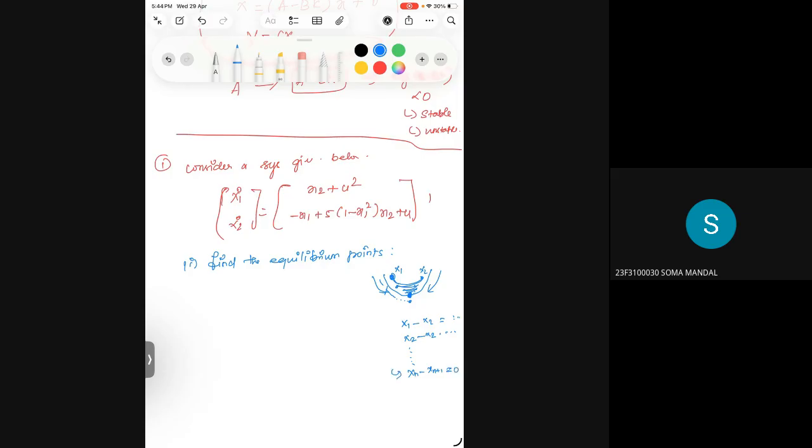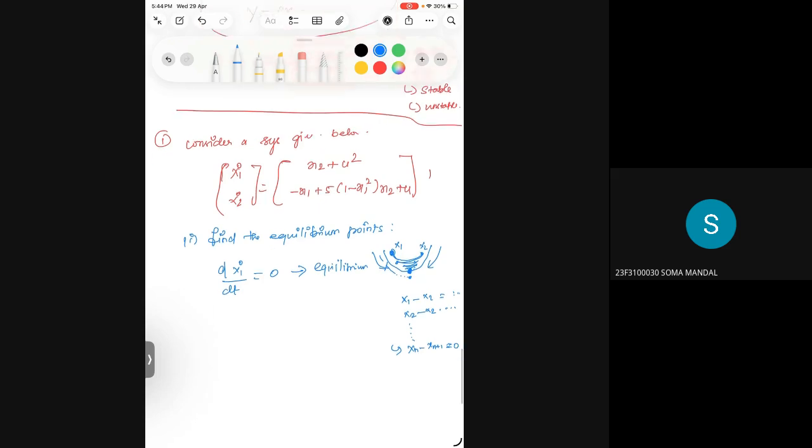That's why we are equating dx1/dt, that is x1 dot, to 0. So this is where you will find the equilibrium point. Whenever it gets settled, there is no movement between its previous and next state. That's why we are doing that. This gives you the equilibrium point. So now we are finding the equilibrium point.